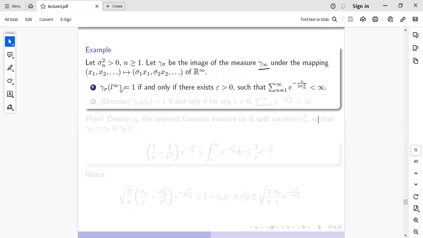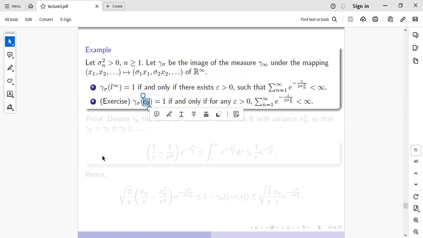It turns out that this measure is concentrated on the space L infinity of bounded sequences if and only if such a series converges for some epsilon. Now we will quickly discuss this result, and also as an exercise, I leave for you to show that if the series converges for any epsilon, then this measure is concentrated on the space C0. This is the space of sequences that converge to 0. In particular, we obtain necessary and sufficient conditions when a sequence of independent centered Gaussian random variables is bounded almost surely, or convergent to 0 almost surely.